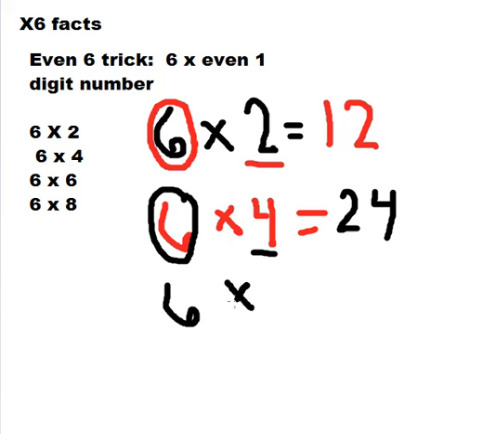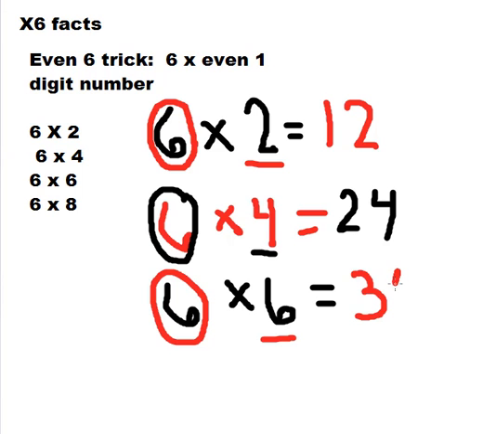6 times 6. So we're going to get our red. We're going to mark the 6 because we're doing the 6 trick. I'm going to underline the other 6, so the action this time is also on a 6. So you go ahead, you're going to take half, and then you're going to write it. Okay, half of 6 is 3, and then I write the 6. So 6 times 6 is 36.